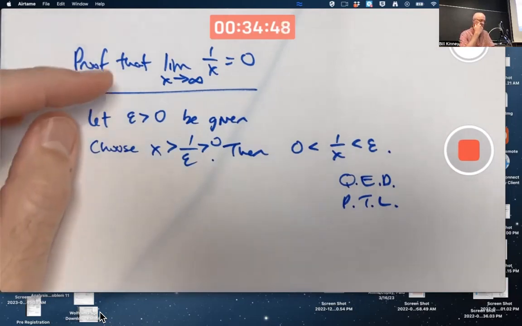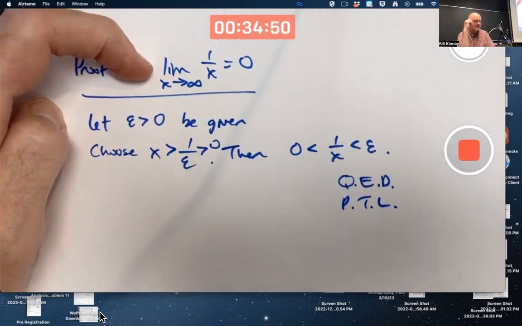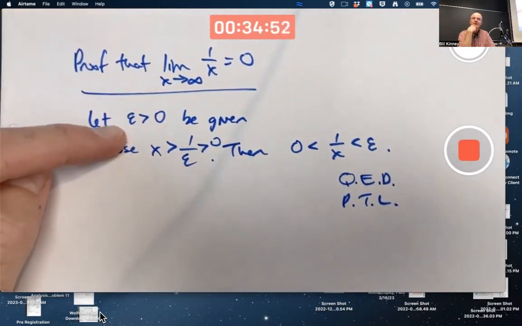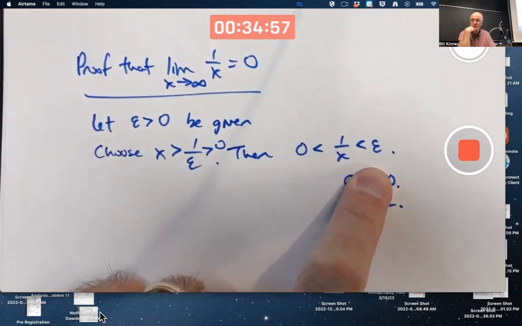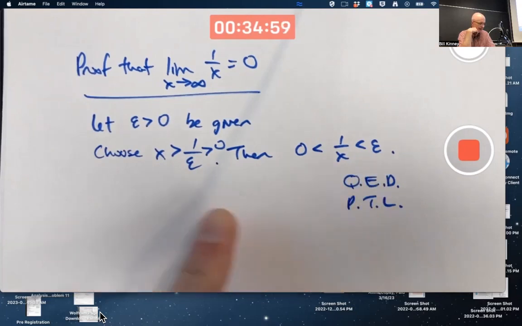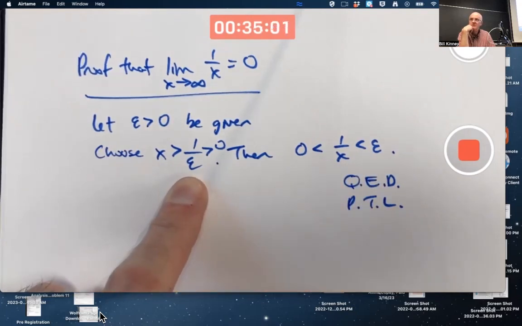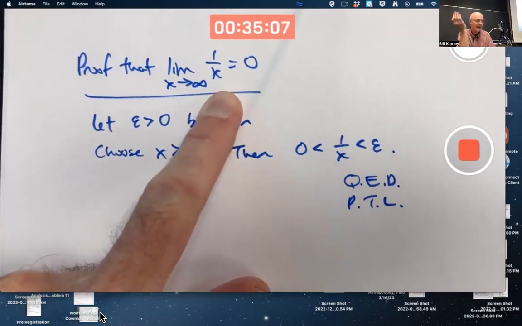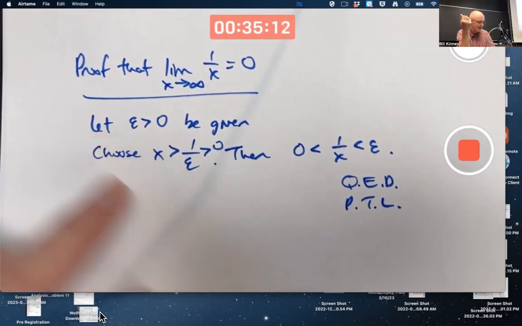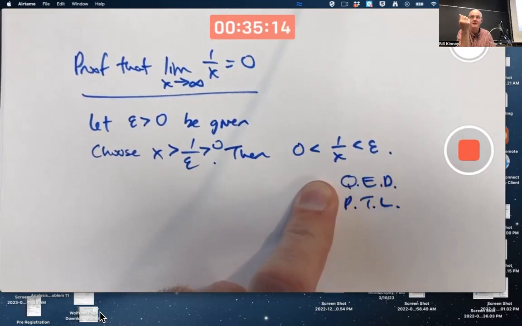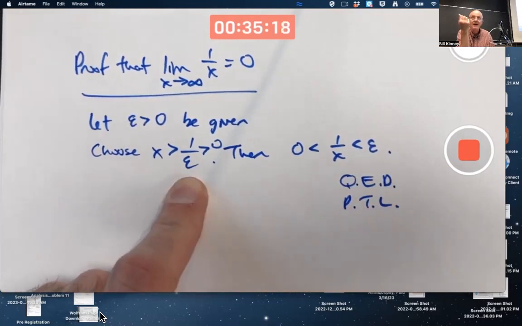The reason it proves that this limit is 0 is because I've shown that I can make 1 over x arbitrarily close to 0 by making x sufficiently large. And that was what this limit means. Epsilon's an arbitrary positive number, arbitrarily small. I can make 1 over x arbitrarily close to 0 by making x really, really big.